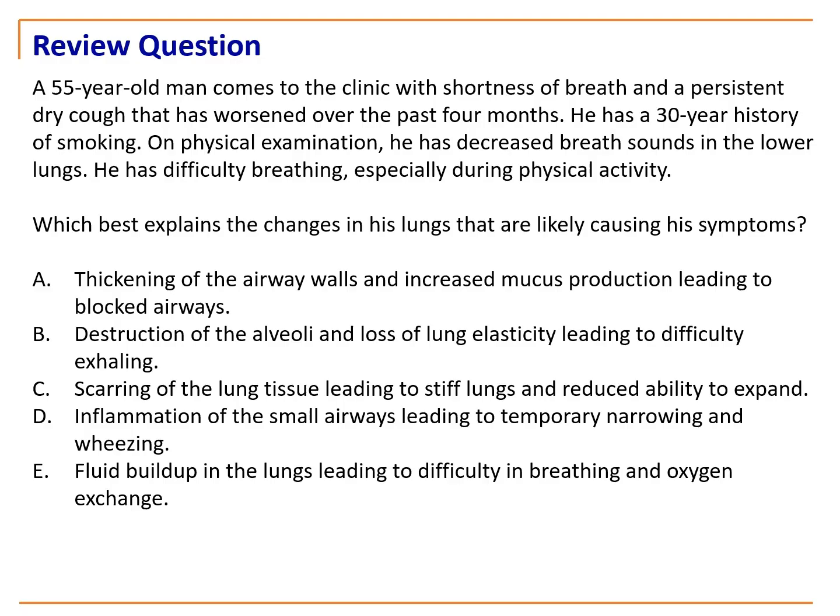Okay, so a 55-year-old man comes to the clinic with shortness of breath and a persistent dry cough that has worsened over the past 4 months. He has a 30-year history of smoking, a long-time smoker. On examination, he has decreased breath sounds in the lower lungs and difficulty breathing, especially during activity, which explains the change in his lungs that is causing his symptoms. So is it A, B, C, or D?